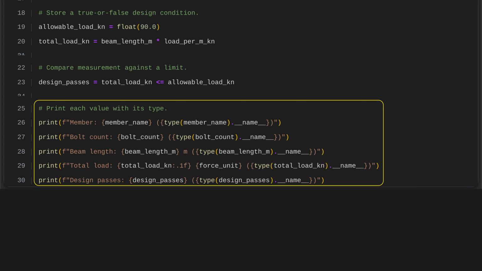The output checks each key value and its data type to confirm the program is handling information correctly. It verifies that the member name is text, the bolt count is an integer, and the beam length is a decimal value. It also displays the total load to one decimal place with its force unit, then reports whether the design passes as a true or false result.